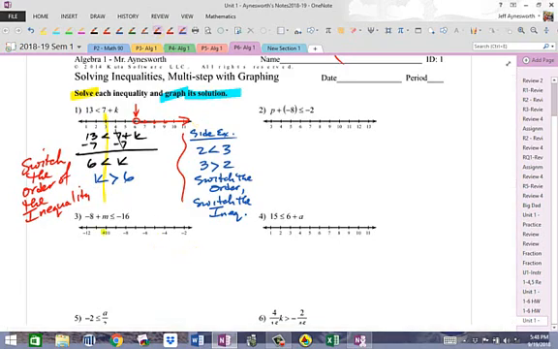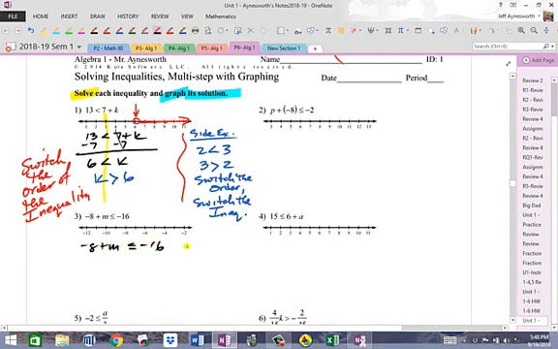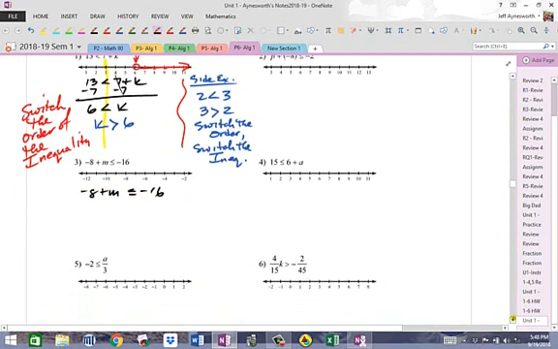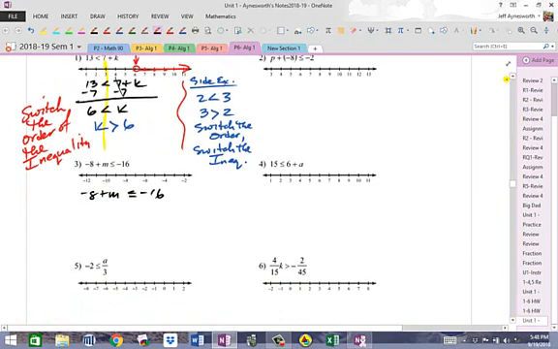All right, next one. Negative 8 plus m is less than or equal to negative 16. Let's go through it. m is being added to negative 8. Well, the opposite of negative 8 is a positive 8. And so let's go ahead and add the opposite. Opposites cancel to 0, and you get m is less than or equal to negative 16 plus 8, which is negative 8. All right, so our reference point is negative 8.